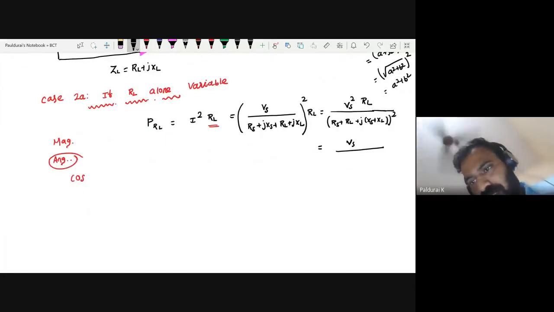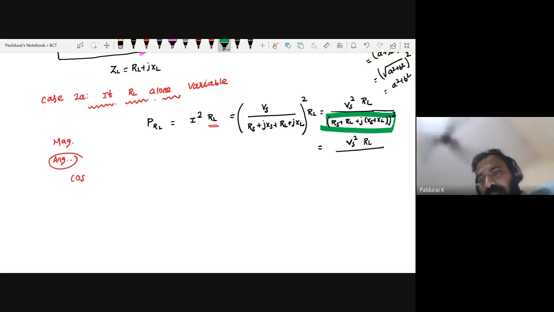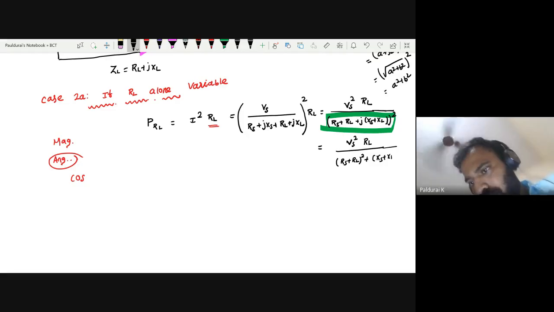Okay, so Vs squared, I will explain. So Vs squared RL. So now what is the magnitude of this one? A squared plus B squared, where A equal to Rs plus RL, and B equal to Xs plus XL, the whole squared. That I will explain. Why RL alone? Why not ZL? That's your question.